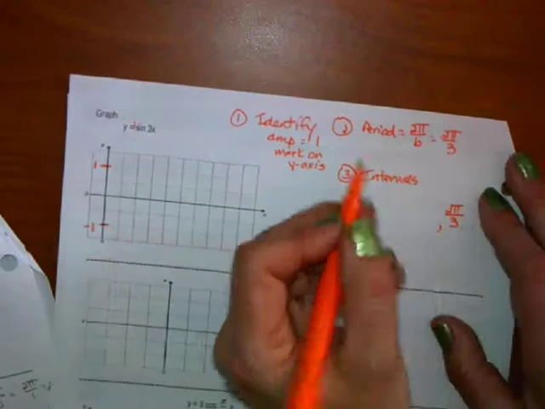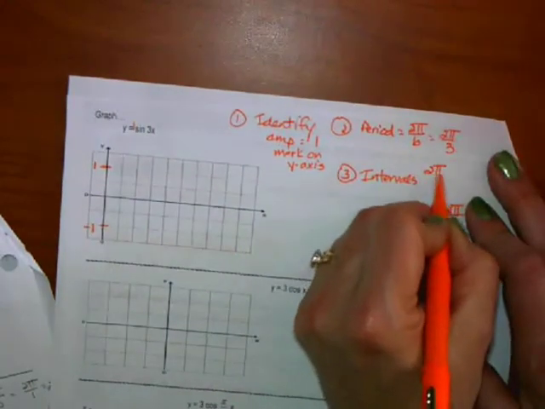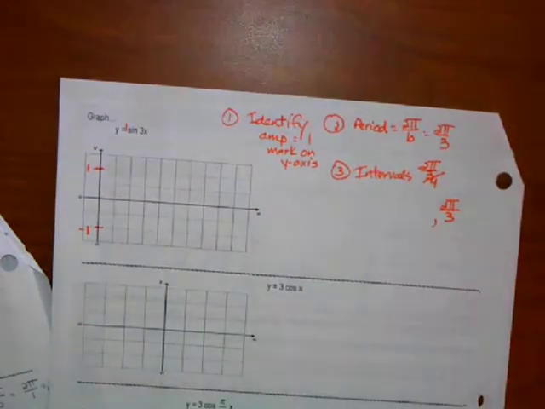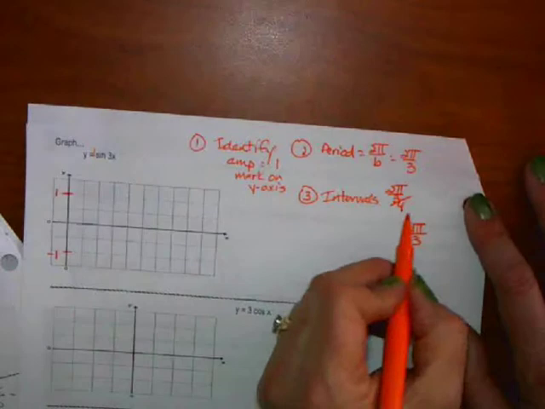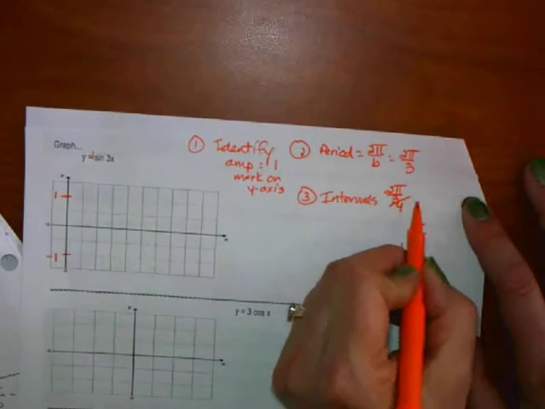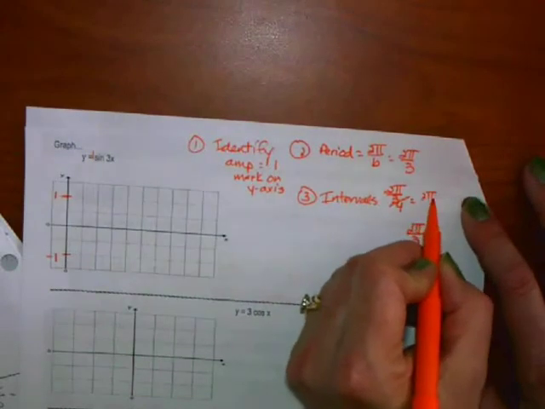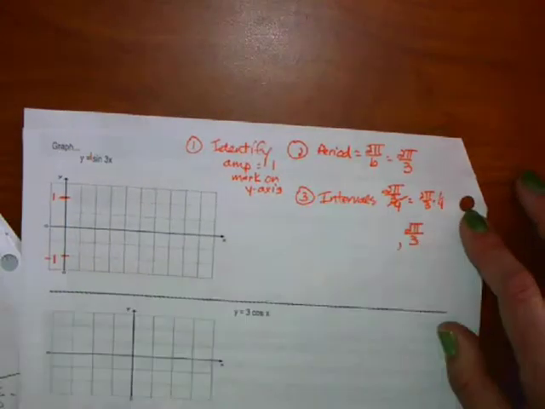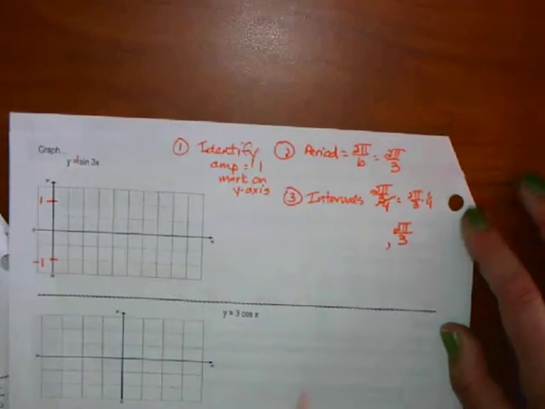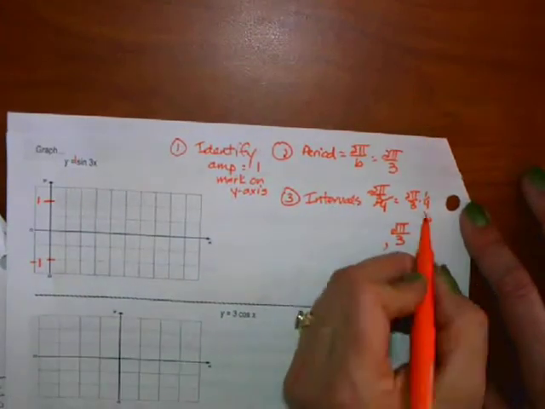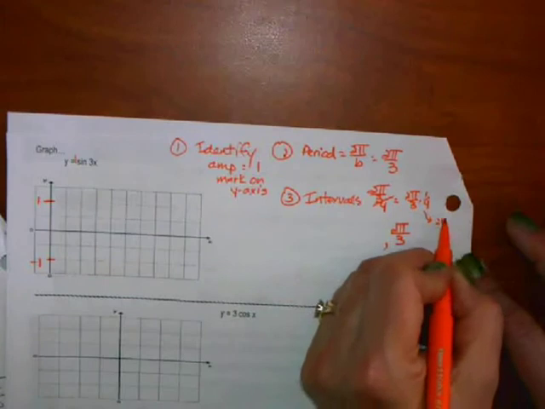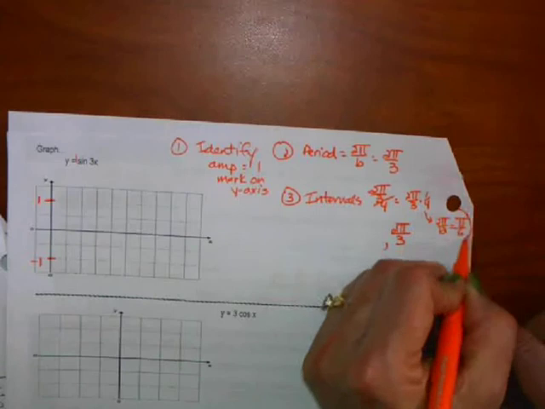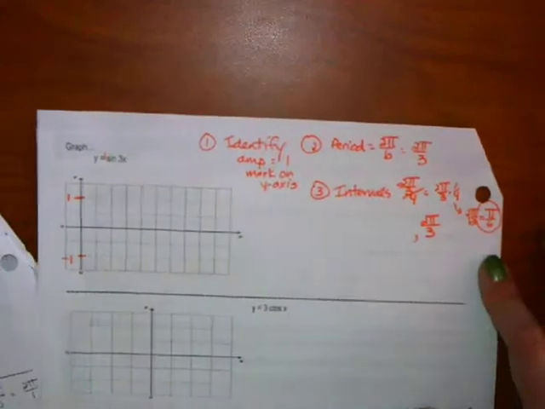If I take 2 pi over 3 and divide it by 4, I'll find out what each of these have to be. So this is 4 over 1. I want to get rid of that denominator. So I'm actually going to do 2 pi over 3 times the reciprocal of 4, which is going to be 2 pi over 12, which reduces to pi over 6. So my intervals are pi over 6.